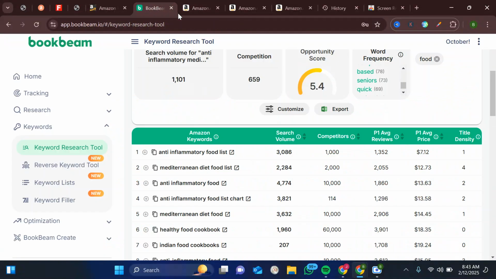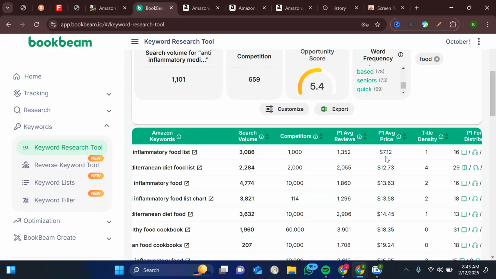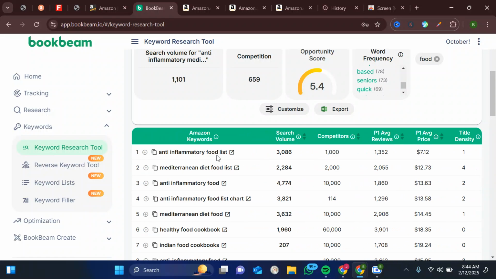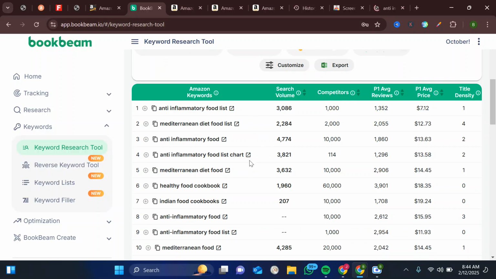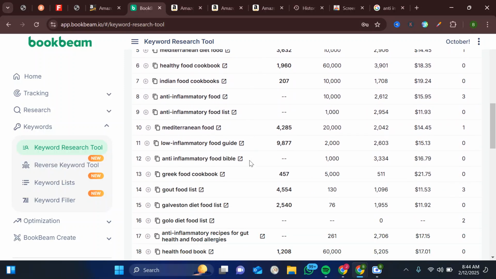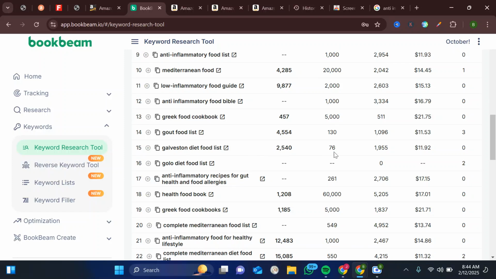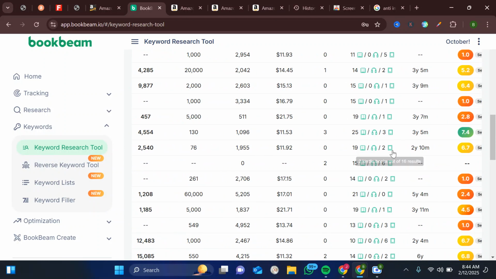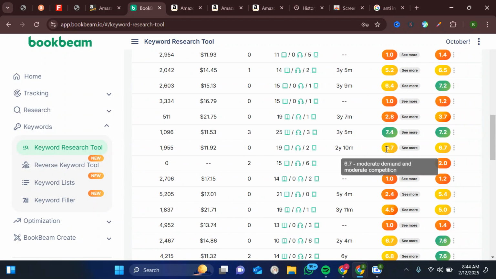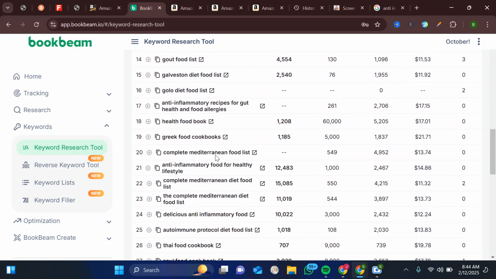And the average price is also not bad, 7.1. This book will sell back to back. So this is a good one to go for. You can copy it. If we check for more, look at this also. 76 competitors, over 2,000 search volume. Average price 11. This is good. Moderate demand and moderate competition. This is good.